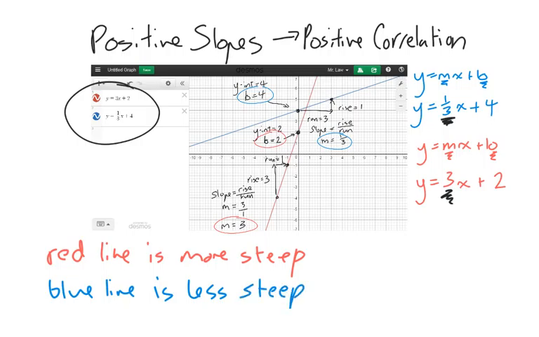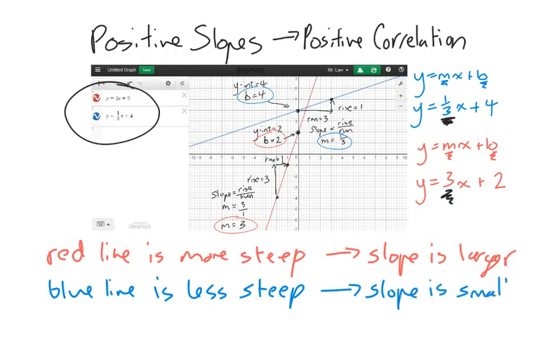Now let's compare that to the slopes. The slope of the red line is larger. So slope is larger. And if you take a look at the slope of the blue line, which is 1 over 3, that is smaller. So slope is smaller. And that is our relationship. If a line is steeper, the slope is going to be larger. And if the line is less steep, then the slope is actually going to be smaller.